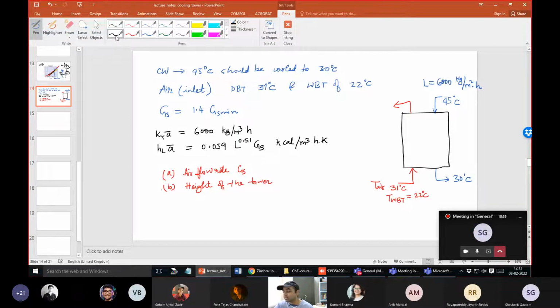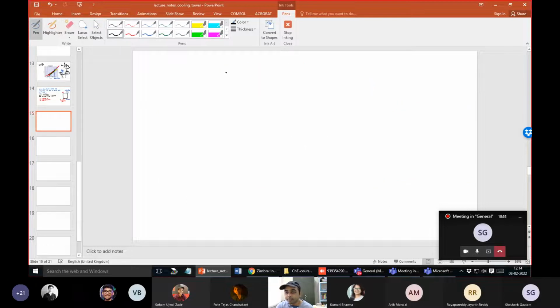If you recall in the last class, we told you how to proceed with this problem. The first step is to generate the equilibrium curve. Now, how can you generate the equilibrium curve? It is this curve. You are supposed to make a plot of the enthalpy versus temperature, say something like this.